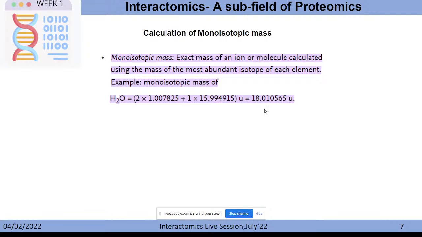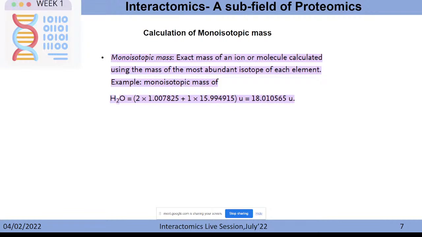So for example, if you are asked to calculate the monoisotopic mass for a particular amino acid, then you first need to identify the formula of that amino acid. After you get the formula, you just need to calculate the masses, for example with the carbon, the hydrogen, and the oxygen, and you will be able to calculate the monoisotopic mass of that particular amino acid.